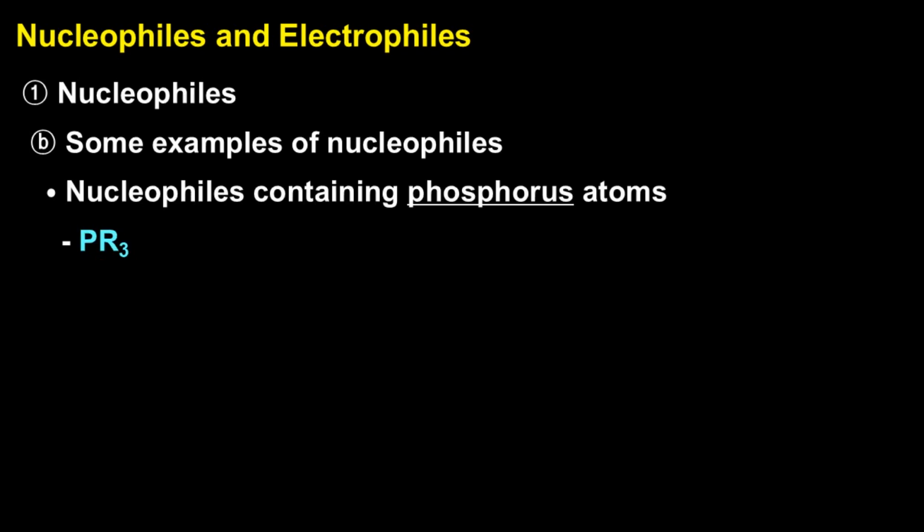Alright, moving on to phosphorus-containing nucleophiles. The classic example here is phosphines. They've got a lone pair on phosphorus, which makes them really useful in organic synthesis.